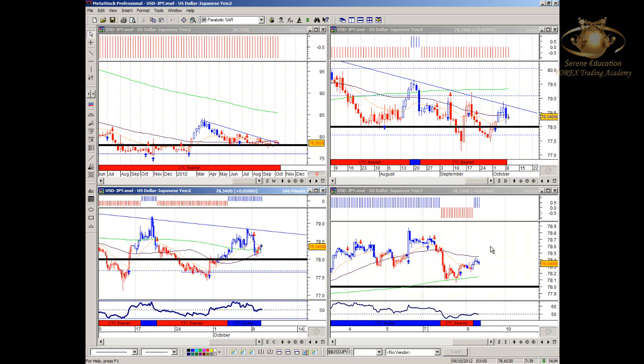Otherwise, please, if you're using the CTC strategy template, please back it up with sound money management rules and keep it simple, guys. Follow the rules, and you'll find that you'll be making less mistakes.